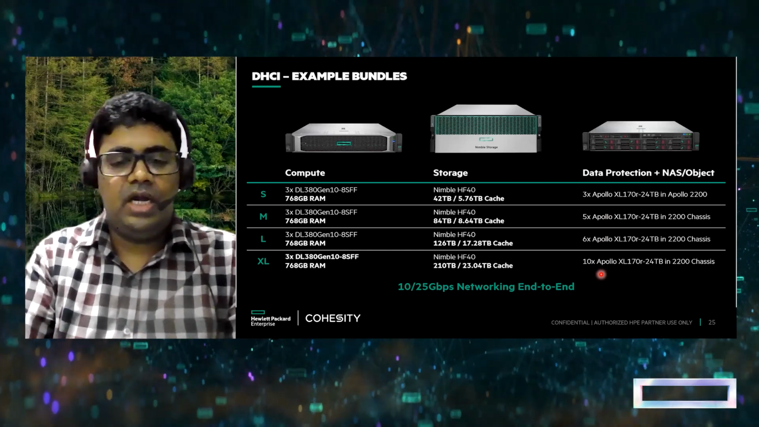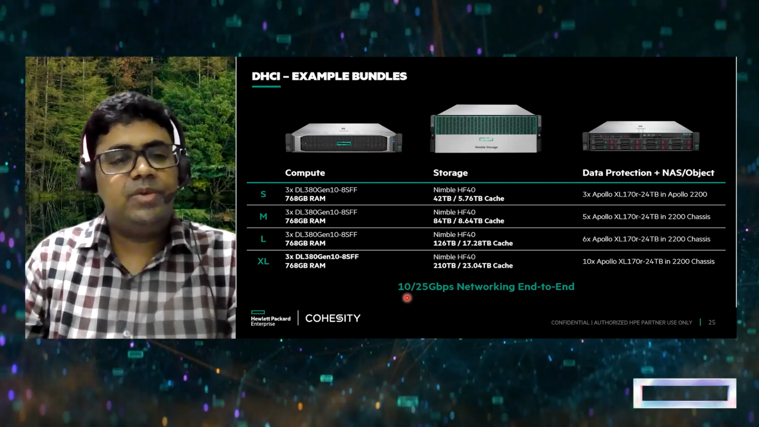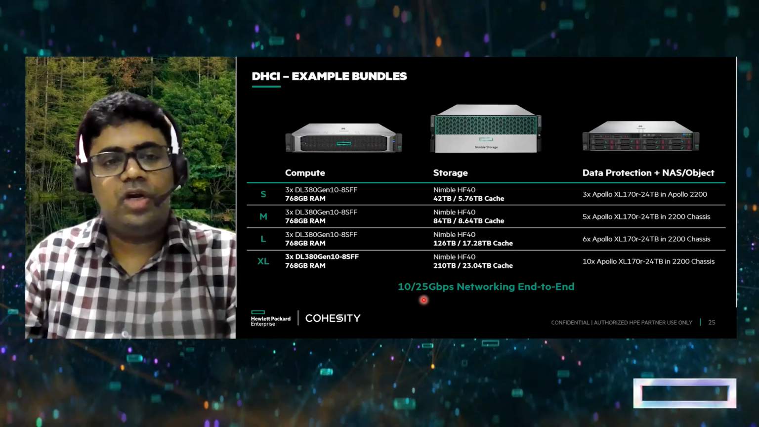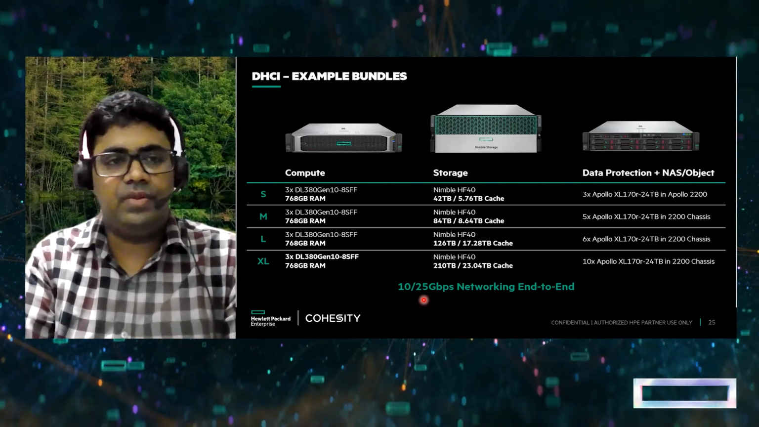Okay. And now the Ethernet speed for the end-to-end network starts with 10 Gbps, and you can use up to 25 Gbps. This is the example bundle information, a high-level overview.